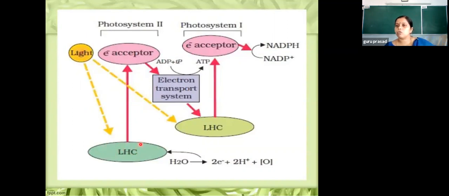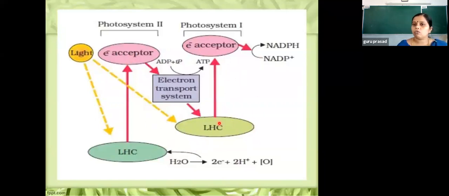In order to compensate the loss of the LHC of photosystem 2, which has transferred the electrons to the electron acceptor, splitting of water takes place. Okay, one molecule of water splits to release two electrons, two protons, and one atom of nascent oxygen. Here, splitting of two water molecules results in the formation of one molecule of oxygen. These electrons are transferred into the LHC to compensate the loss that takes place during the transferring of the electrons. Formation of ATP and NADPH. Okay. So this is about non-cyclic photophosphorylation.